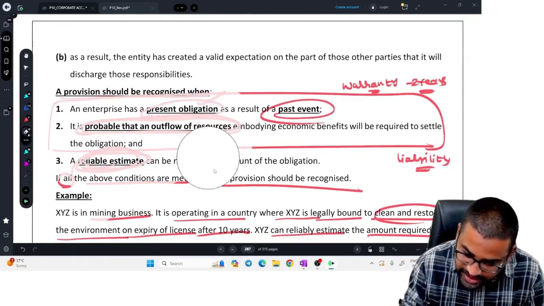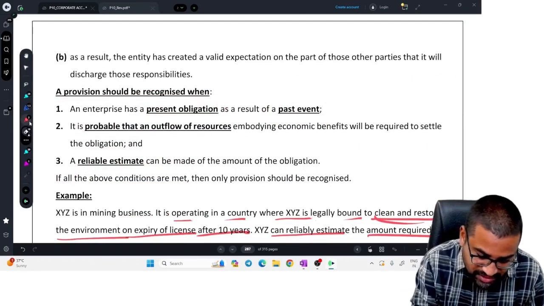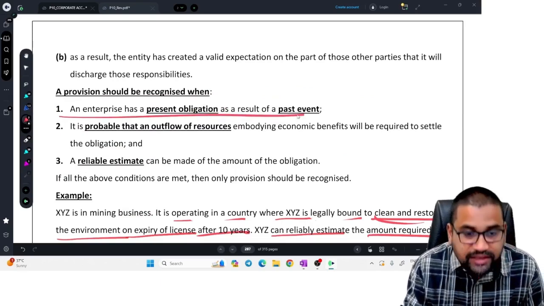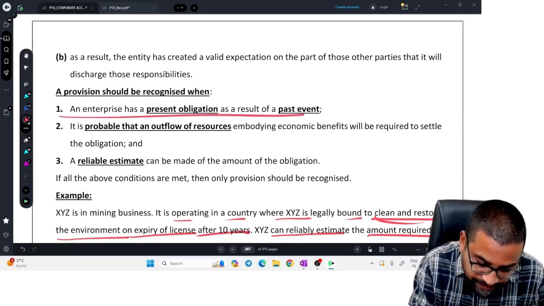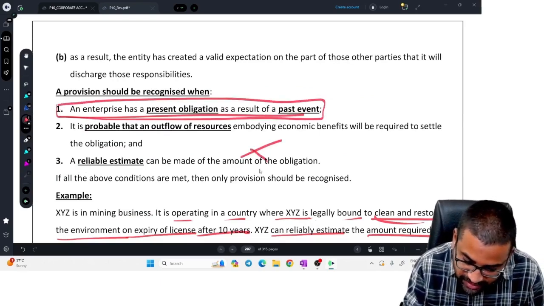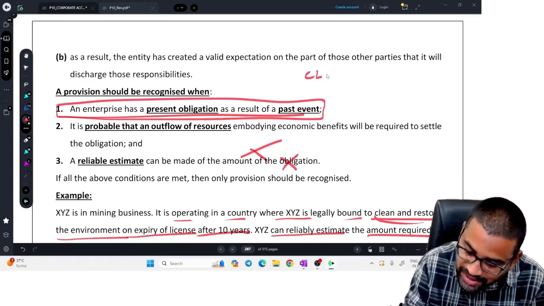See, these three conditions are there, right? To recognize a provision, we discussed the three conditions. Out of these three conditions, if the first one is missing, it is a contingent liability. If the first one is satisfied but the remaining two are missing, this is also a contingent liability. So what is a contingent liability?